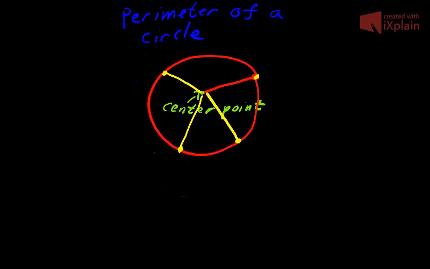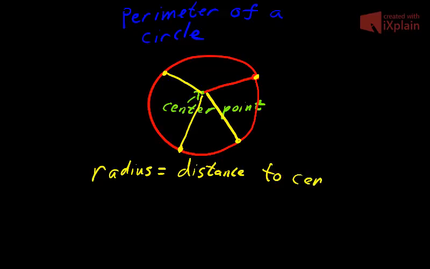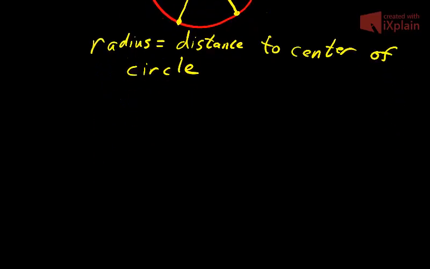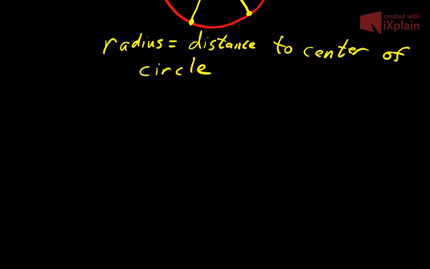And that distance is called the radius. So the radius is the distance to the center of our circle. All right, moving on just a little bit. A couple other words that we're going to need to know. If I draw another circle here, call that the middle.